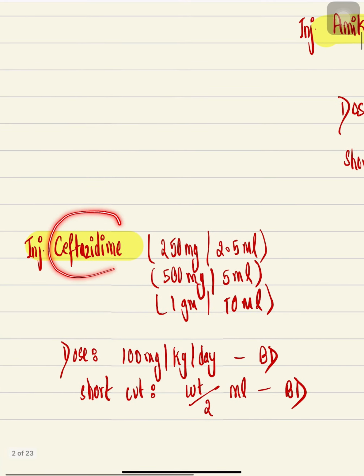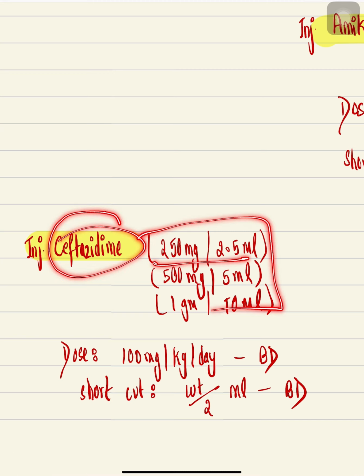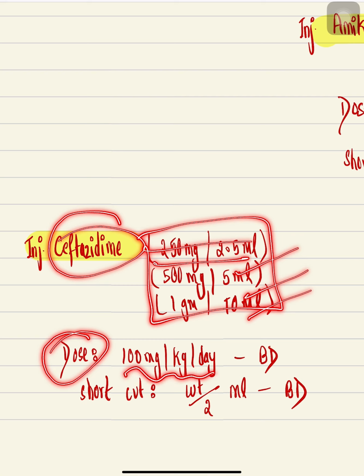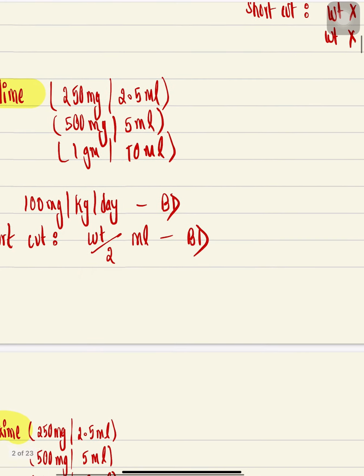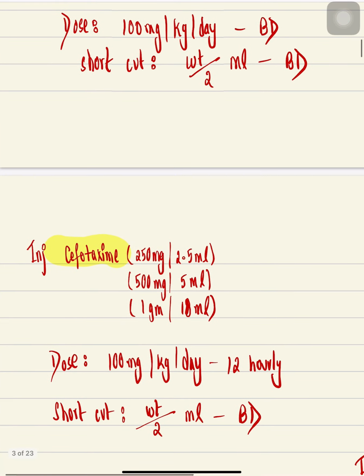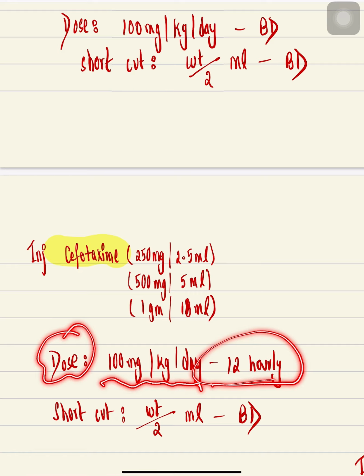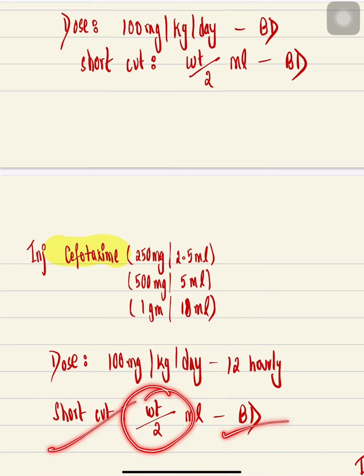Next is ceftazidime. We have these formulations. We can see the dosage is 100 mg per kg per day BD, and the shortcut we have is weight divided by 2, 12 hourly. Next is cefotaxime. For that we have the dose 100 mg per kg per day 12 hourly. Shortcut is weight by 2 BD.